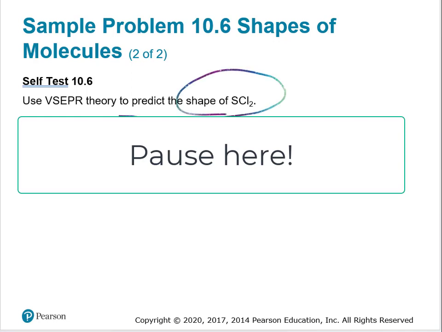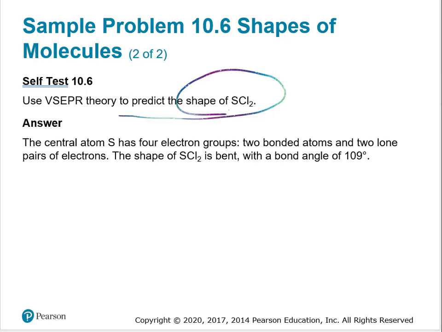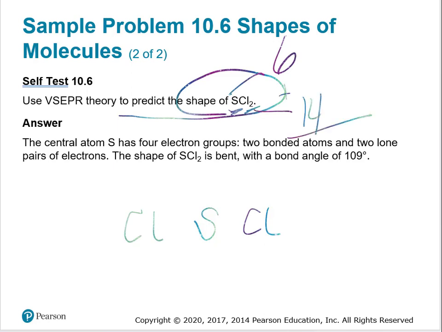Using the VSEPR theory, predict the shape of SCl2. Pause the video here and draw it out. All right, sulfur there's only 1 of, and chlorine there's 2 of. So let's just do S and Cl and Cl. So S is my central atom. Sulfur has 6 outermost electrons. Each chlorine has 7, so 7 times 2 is 14. 6 plus 14 is 20, so we have 20 electrons to draw.